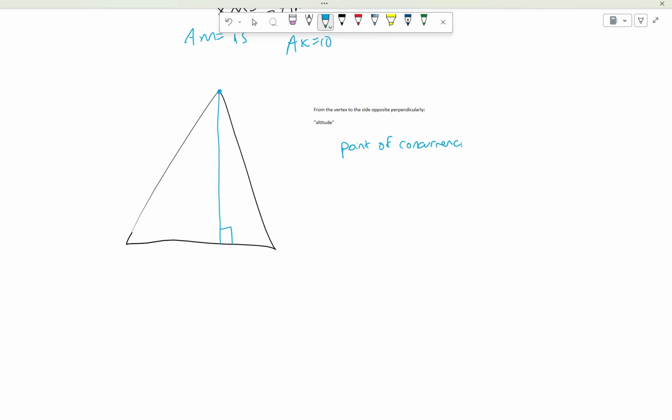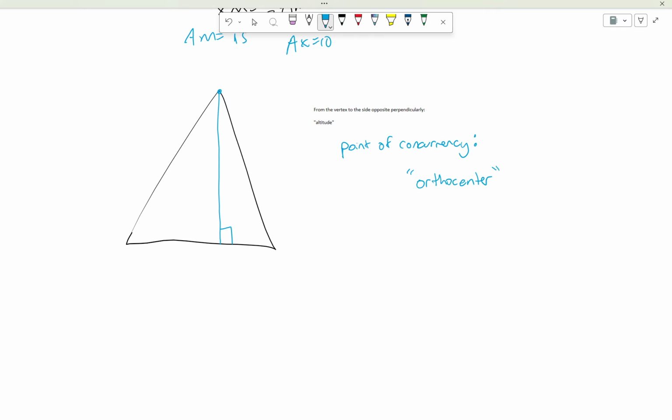And this is going to be the first 4 questions on your next quiz. That's 10 questions, so 40% of it. You're going to have to identify. If I tell you altitude, you're going to tell me the point of concurrency is called the orthocenter.